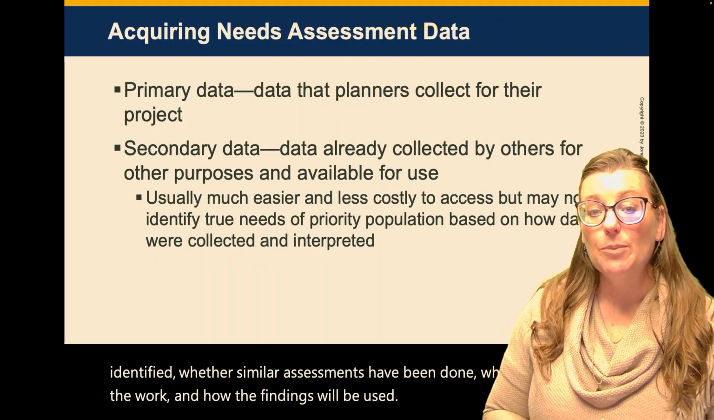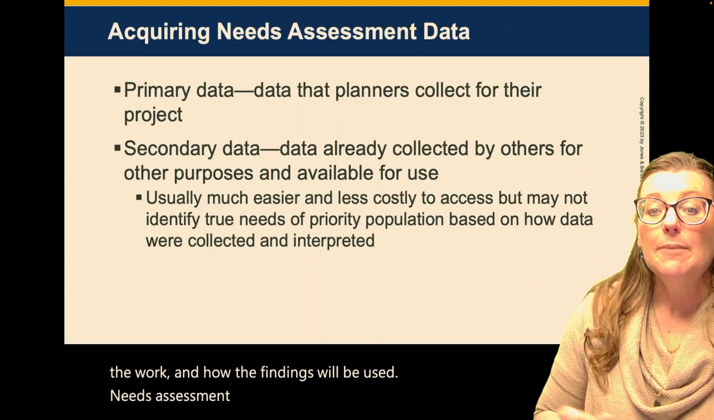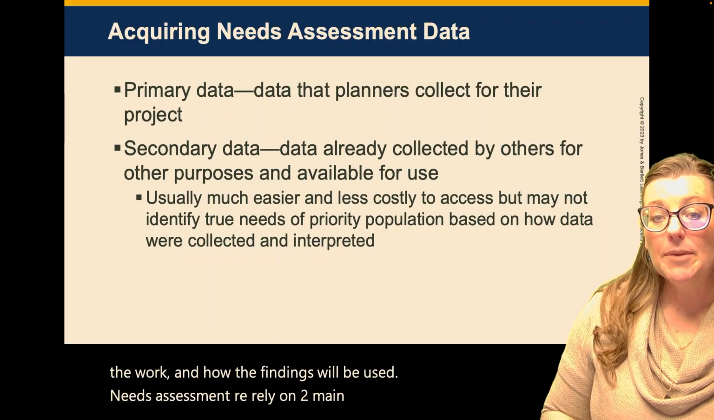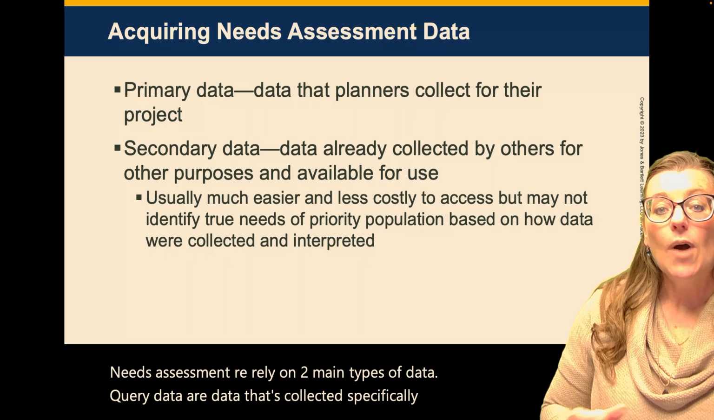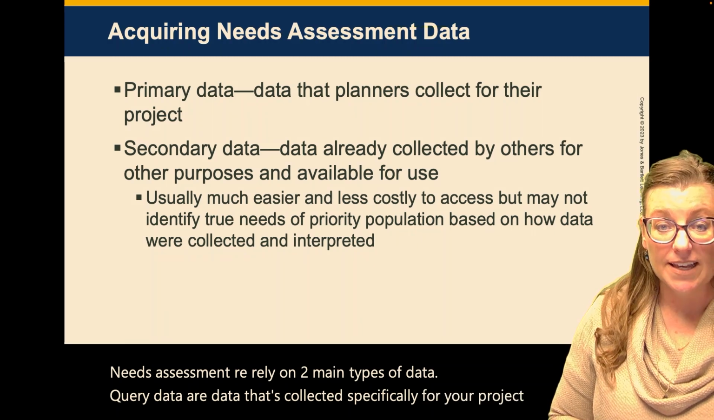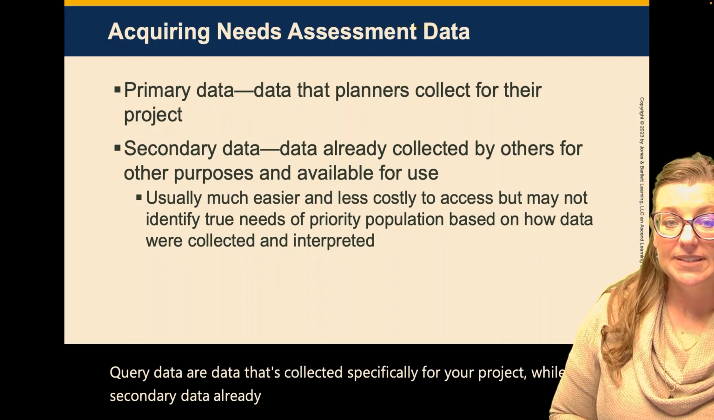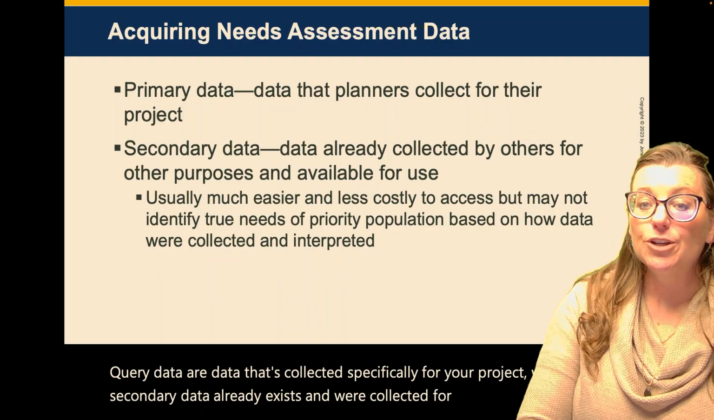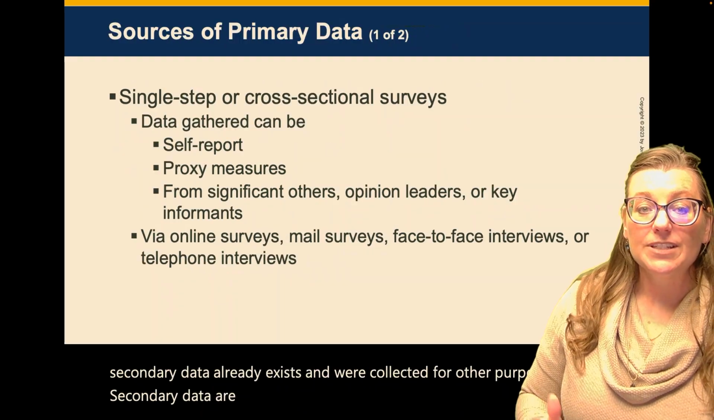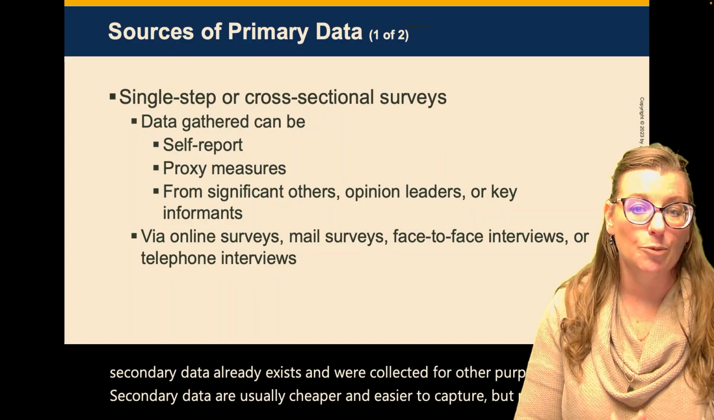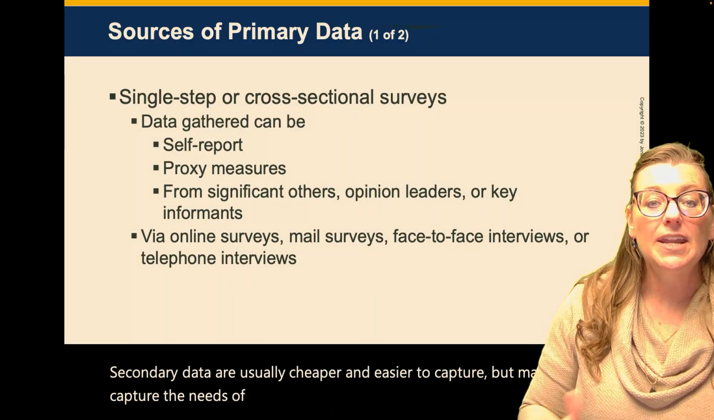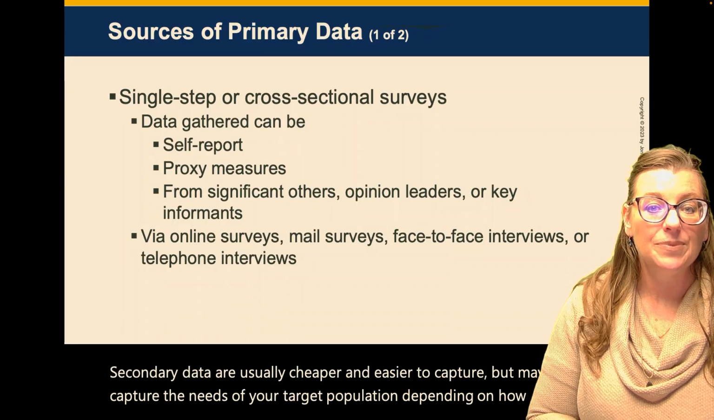Needs assessments rely on two main types of data. Primary data are data that are collected specifically for your project, while secondary data already exist and were collected for other purposes. Secondary data are usually cheaper and easier to obtain, but may not fully capture the needs of your target population, depending on how the data was gathered.